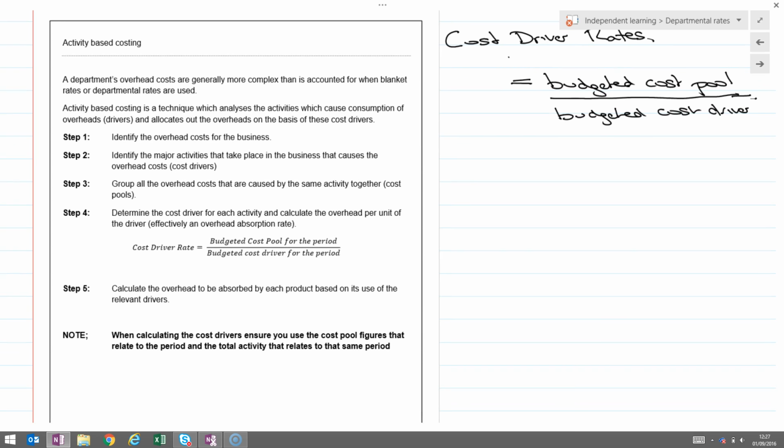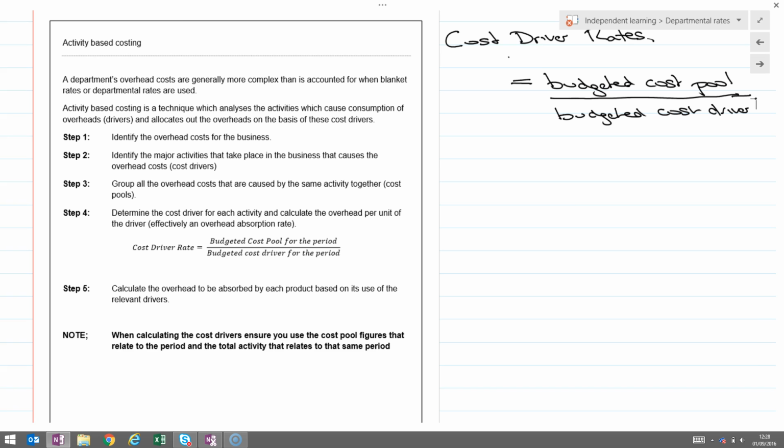So you'll see in your workbook there are a number of steps that we need to go through. We firstly need to know what the overhead costs are for the business. We need to know what caused those overheads to be incurred. We then need to group together all the overheads that are caused by the same activity. We can then use those figures to work out our cost driver rates, which are very much the same as overhead absorption rates, and then we can use those cost driver rates to work out the overhead absorbed.